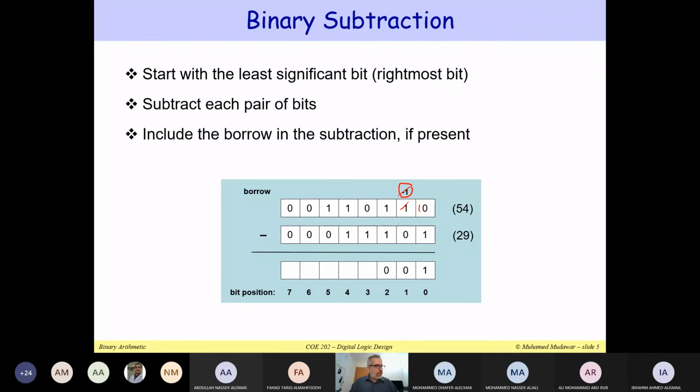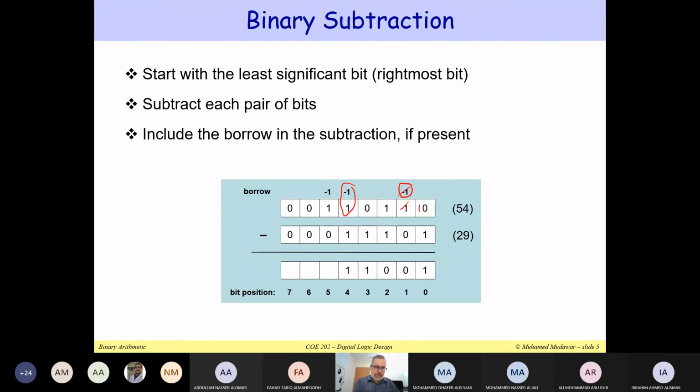Now 0 minus 1, what will happen? We have to borrow, right? So there is a borrow. What will happen now? It's going to be a borrow again. Minus 1, you need to borrow. This becomes 0, right? So 0 minus 1, we again need to borrow. We have to borrow again. So when we borrow, it becomes 2 minus 1, we get 1, and there is a borrow.